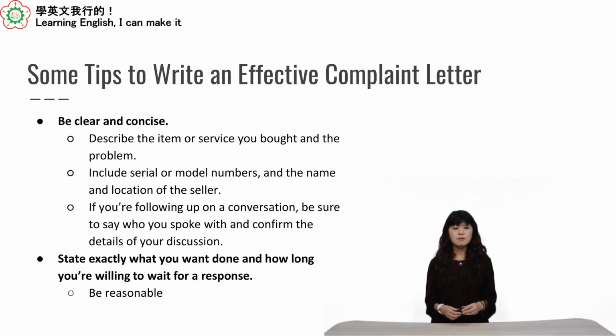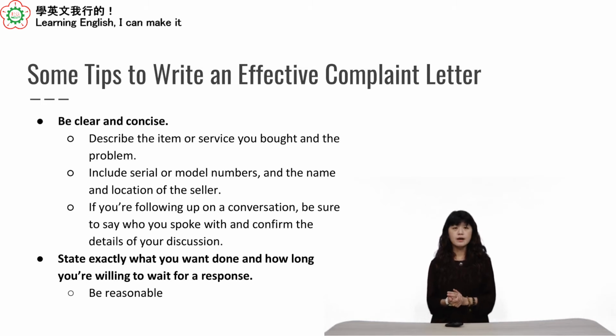So here are a few things you need to include in your letter. Now let's go into some tips for writing an effective complaint letter. The first one is you need to be really clear and concise. When you describe the item or service you bought and the problem, include the model, the number, and the name and location of the seller. If you are having a follow-up conversation, be sure to say who you spoke with and confirm the details of your discussion. Don't put really vague information there.